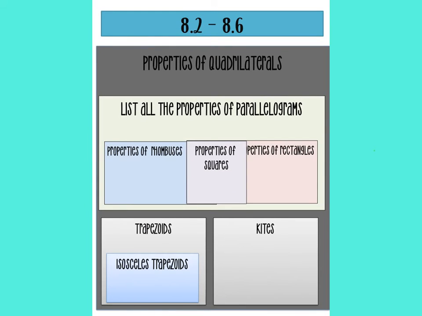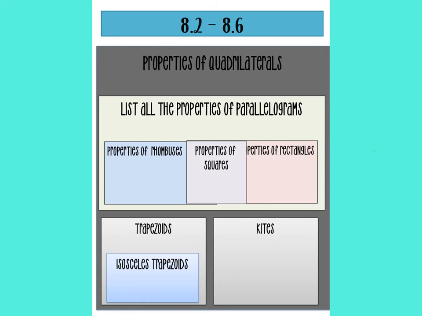Okay, then we went into 8.2 to 8.6. I put 8.6 on there because we kind of just talked about it, but it puts everything together. This is like one big Venn diagram. There's some separation, but overall there's some overlap, especially with the parallelogram, rhombuses, rectangles, and squares. The very outer box is a quadrilateral.